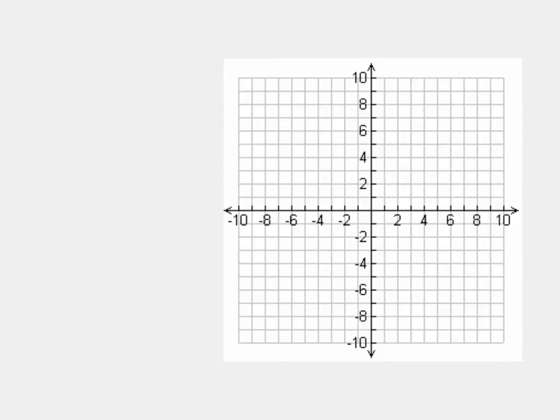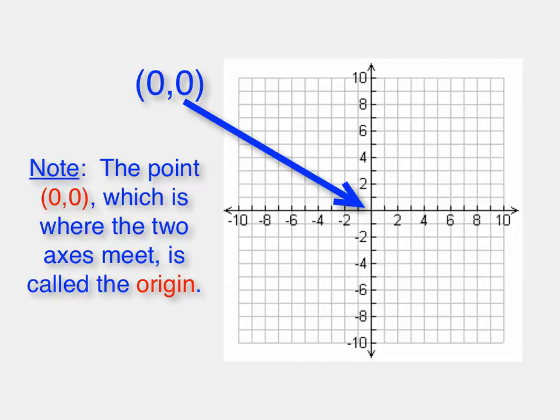Alright, a few more things about our graphs and the coordinate plane. The point 0, 0, right in the middle, where the horizontal axis intersects the vertical axis, is called the origin. This is a very important point, and it comes up all the time.